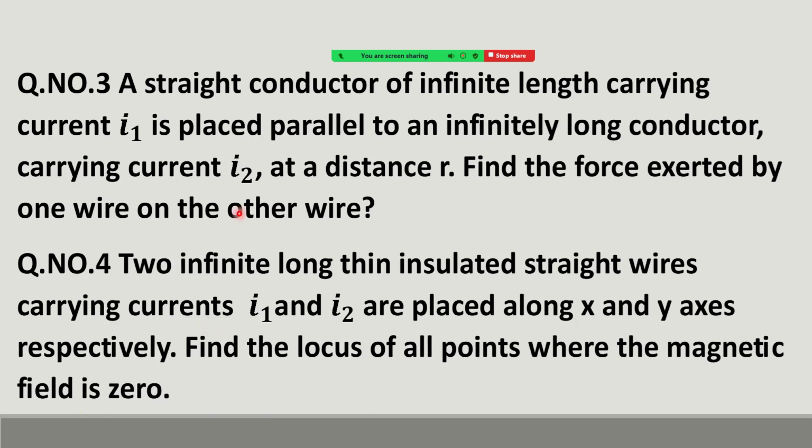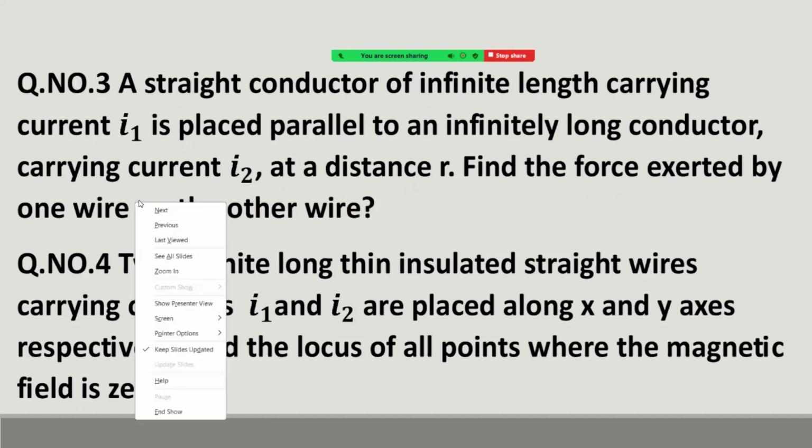Let's see what is given. A straight conductor of infinite length carrying current I1 is placed parallel to an infinitely long conductor carrying current I2 at a distance r. Find the force exerted by one wire on the other wire. Okay. Let us see how to start.